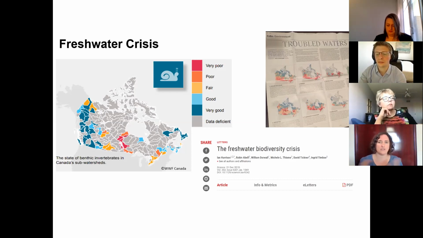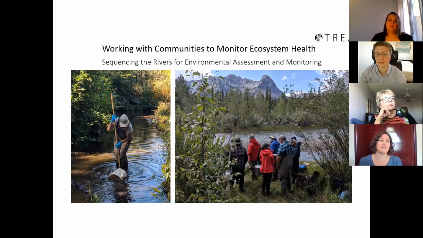So one of our projects, and now you can flip the slide, thanks Nancy, is working on sequencing. It's called STREAM, sequencing the river for environmental assessment and monitoring. This is where we're working with Living Lakes, who trains communities in citizen science benthic monitoring, and University of Guelph. We collect these samples, they get sent to the University of Guelph, who uses eDNA technology to sample the process.